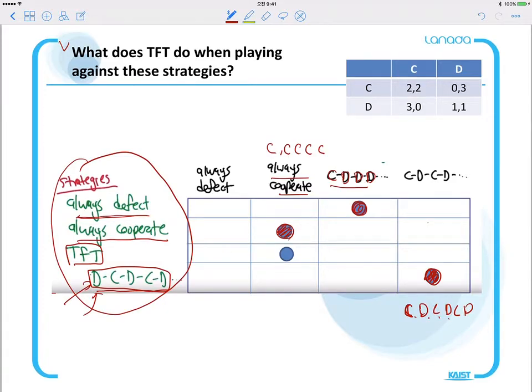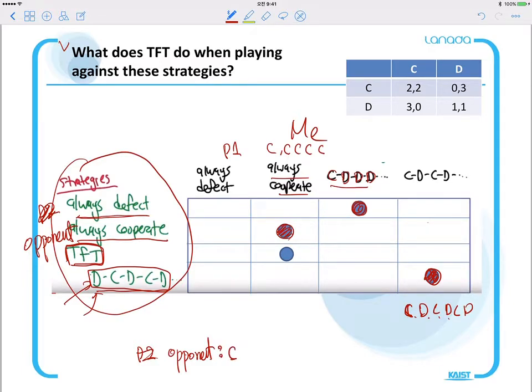Now my opponent's strategy is T4-10, and my strategy is also T4-10. Then what should be the outcomes? Let's say this is player 2, and this is player 1. This is my opponent, and this is me. And the opponent is T4-10.